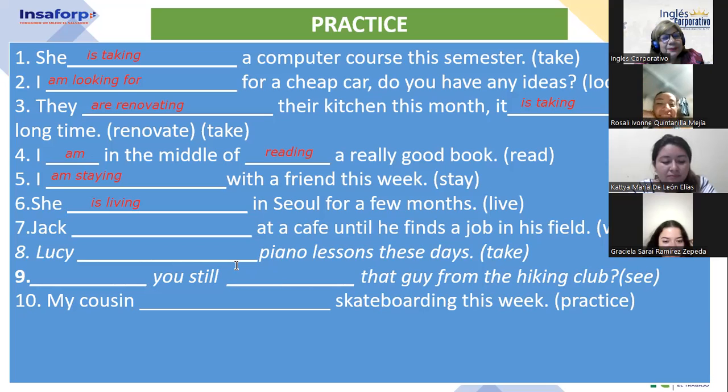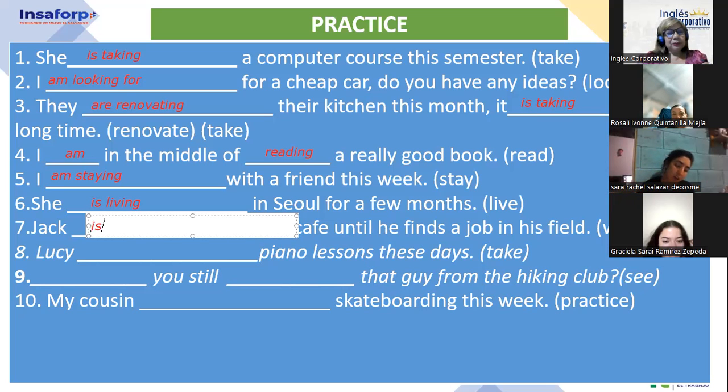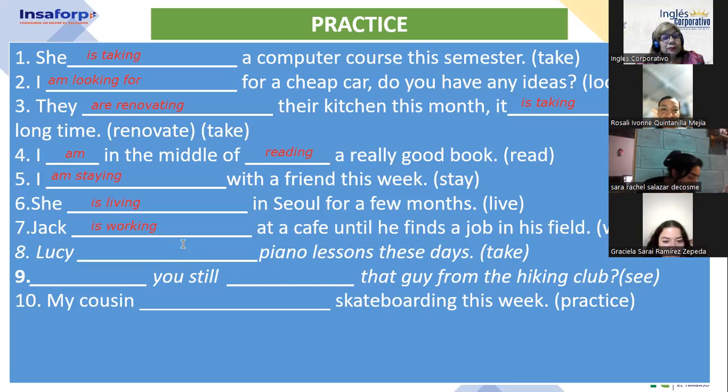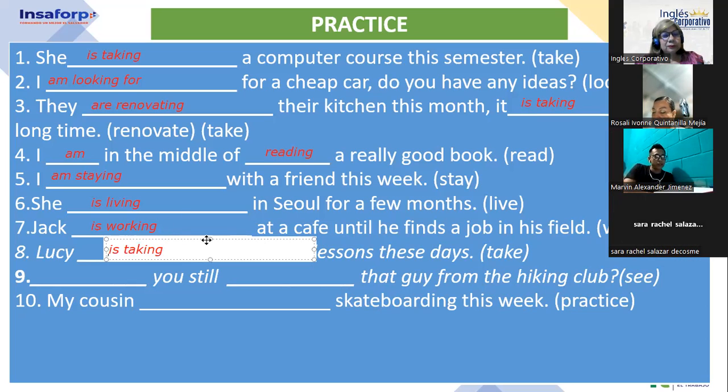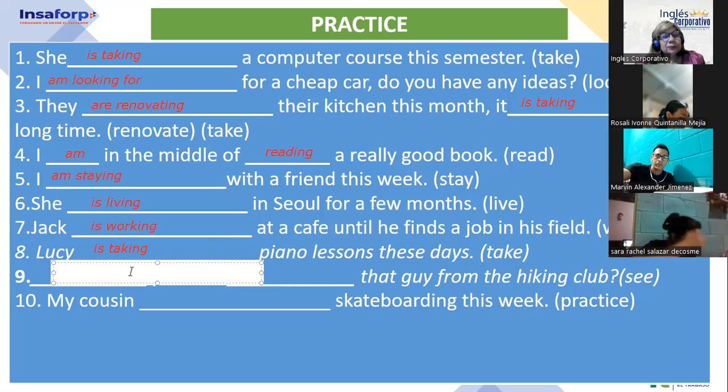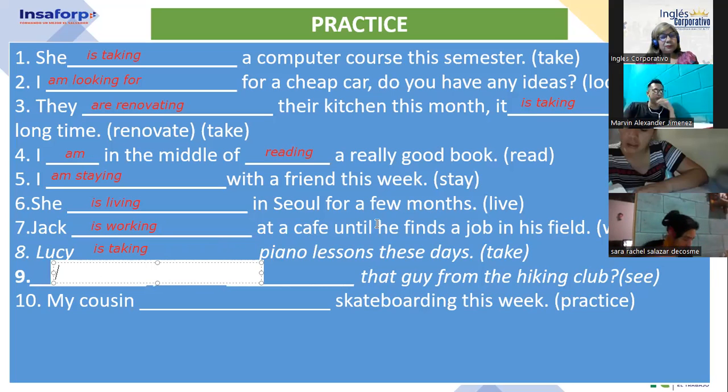Okay. Number seven. Jack is working at a coffee shop until he finds a job in his field. Excellent, Sara. Number eight. Lucy is taking piano lessons these days. How do you pronounce in English piano? Piano. Okay. Yeah, piano. Thank you.